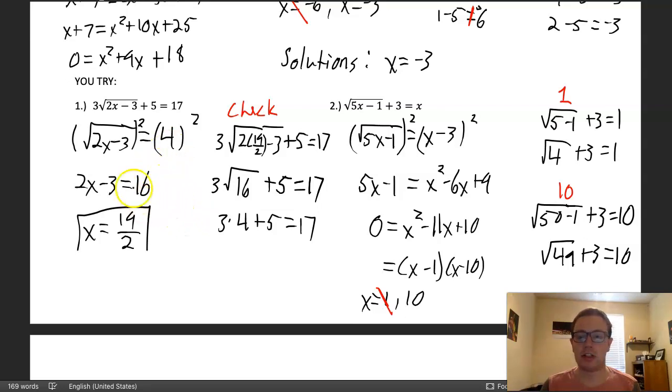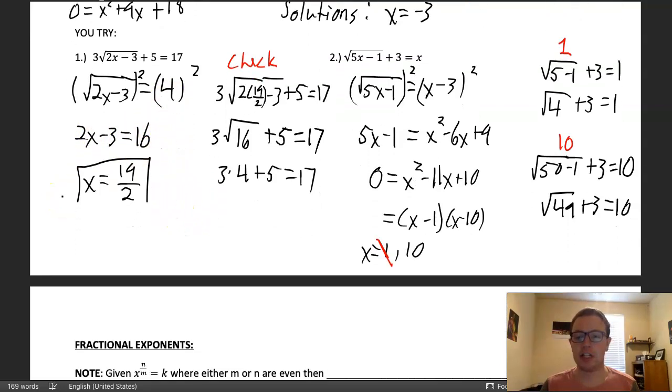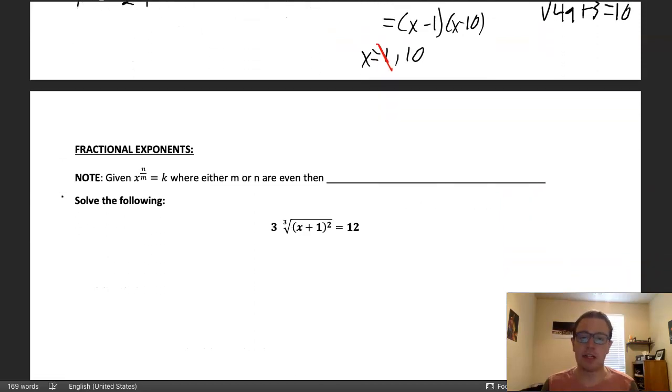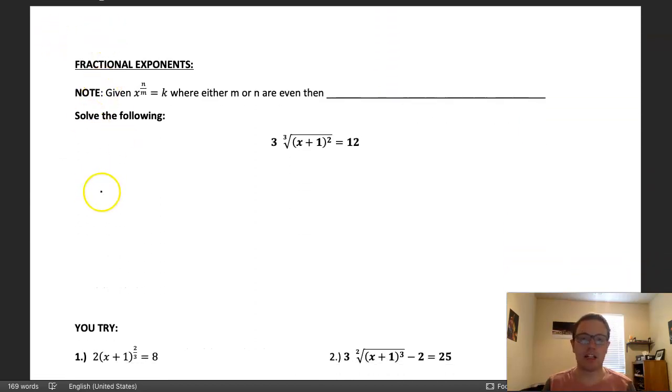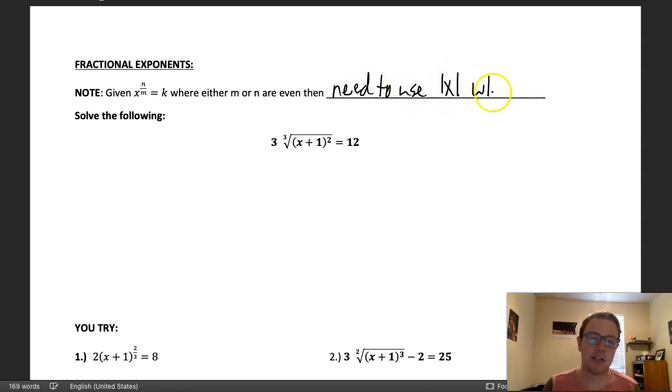Now there's one more important thing to note when we're doing these, which is sometimes these can appear as fractional exponents, right? Radicals and fractional exponents we've determined are the same. If you have some value raised to a fractional exponent and you're trying to solve for x, then we have to use the absolute value of x when we're solving.